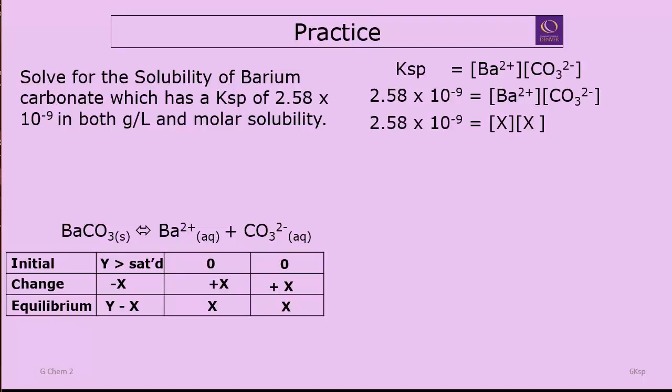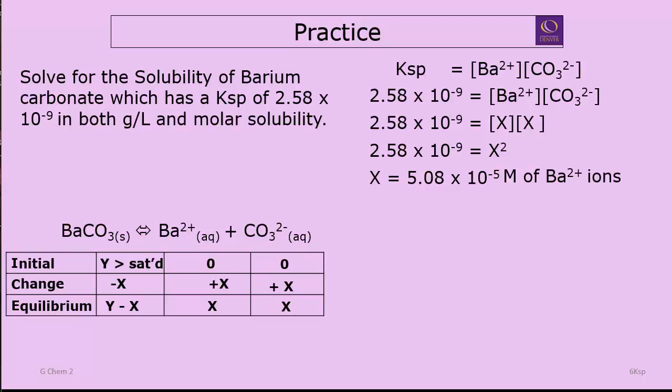you can work your ice table, solve. x equals 5.08 times 10 to the minus 5, which actually is the molar solubility of barium ions, which is consequently how much barium carbonate had to dissolve in order to make the barium ions, which is the molar solubility.